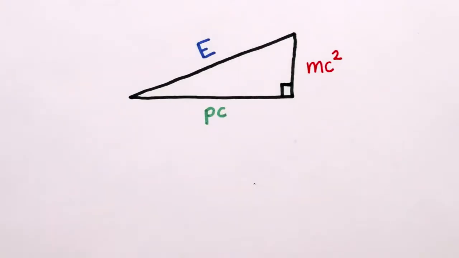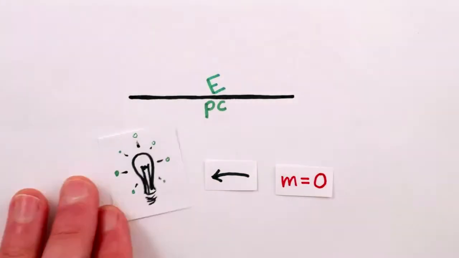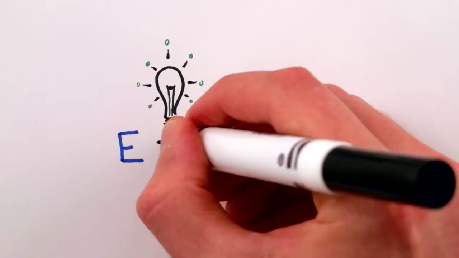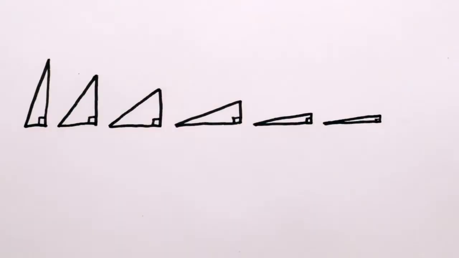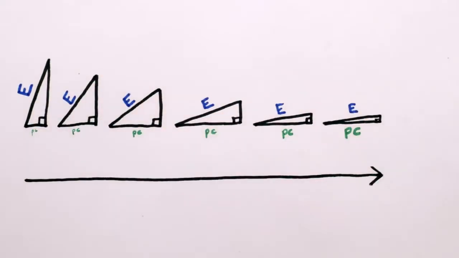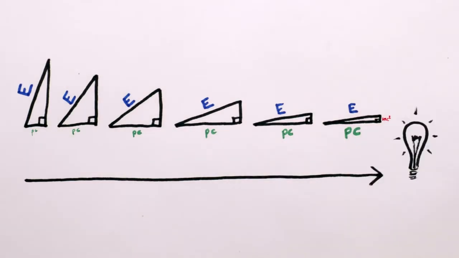On the other hand, if the particle in question is massless, like light, then mass is 0, and we get E equals pc. This tells us that the energy of a massless particle, like a photon of light, is the same as its momentum, up to a factor of the speed of light. In fact, the closer the energy of something is to pc, the closer that something is to behaving like light. I mean, look here, this tiny little bit of mass is hardly mass at all.